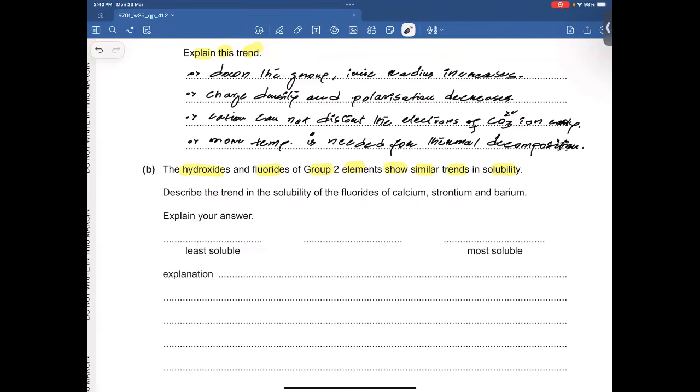Explain your answer. So least soluble is basically calcium fluoride. Then we have strontium fluoride, and most soluble is barium fluoride.